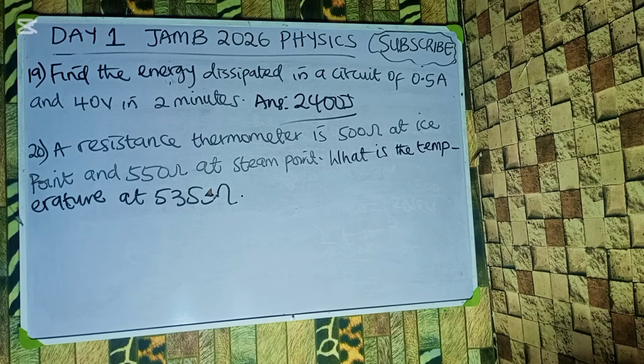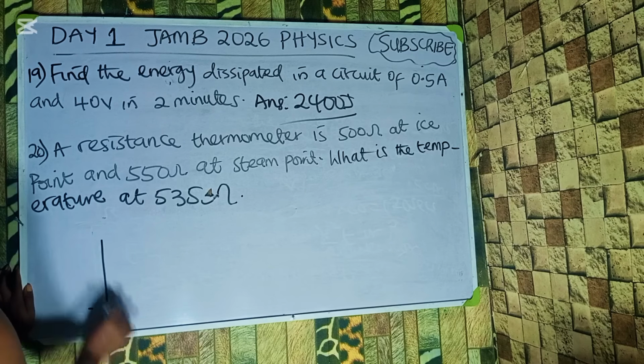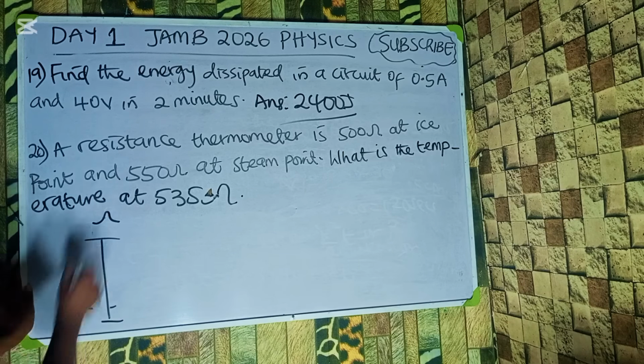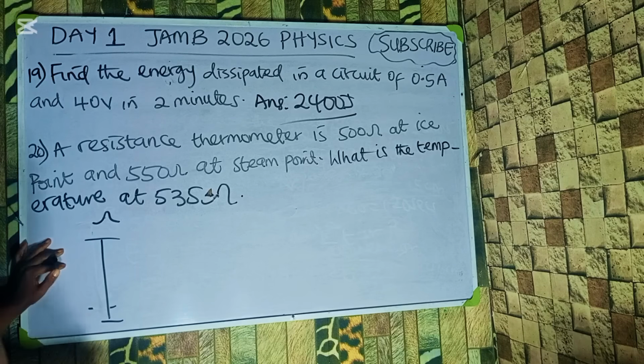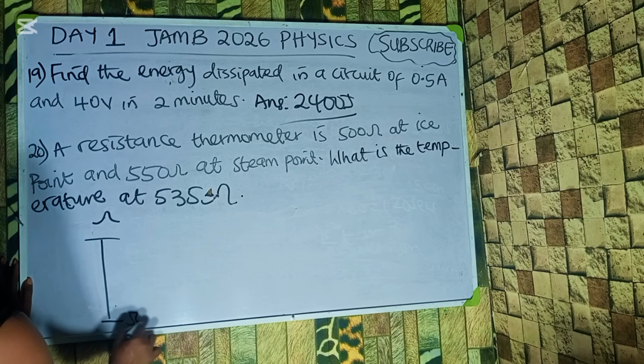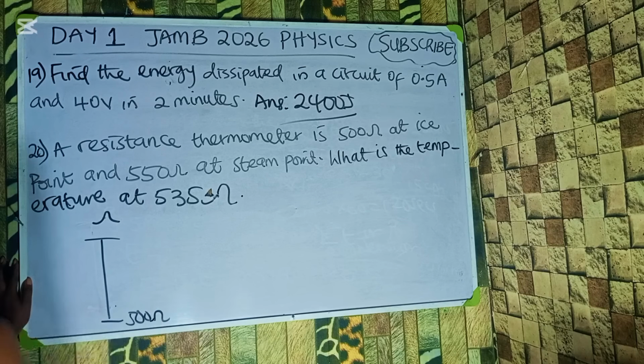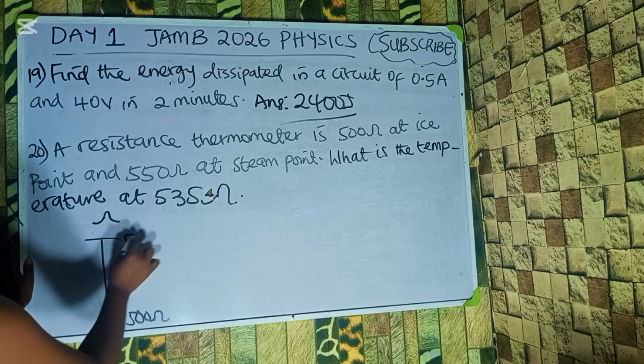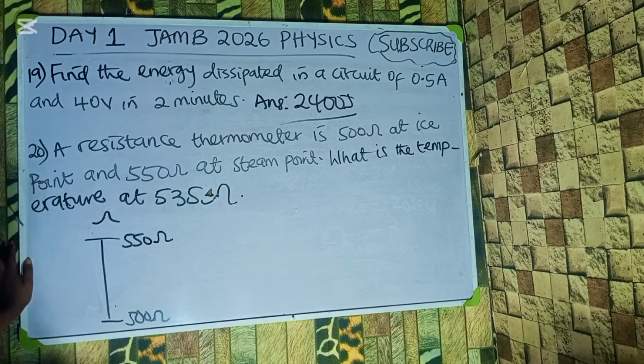Question 20. A resistance thermometer is 500 ohms at the ice point and 550 ohms at the steam point. What is the temperature at 535 ohms? So this is just like using a temperature scale to solve this problem. This is the resistance thermometer, and the ice point is rating 500 ohms, while the steam point is rating 550 ohms.